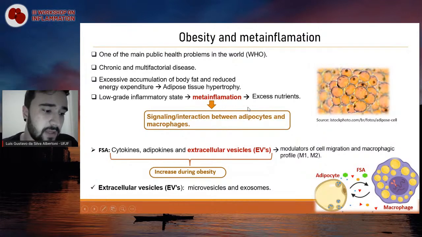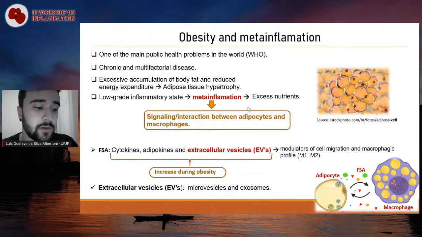In meta-inflammation, a series of cytokines and adipokines are produced by adipocytes, resulting in a long-lasting activation of the immune system. The macrophages are one of the main cell types found in this inflamed tissue. And in a situation of meta-inflammation, the macrophages and the adipocytes are responsible for a process of signaling and interaction known as crosstalk that increases secretion of several soluble factors that amplify the meta-inflammation process.